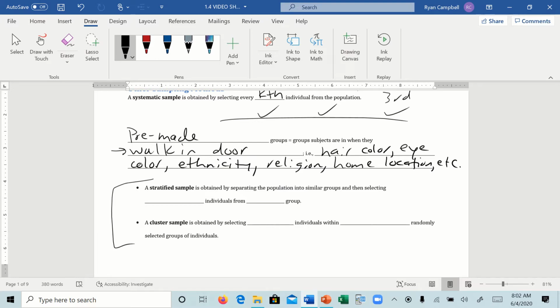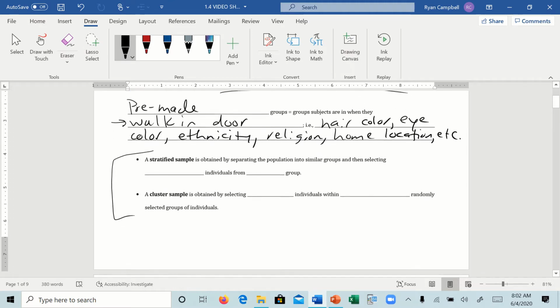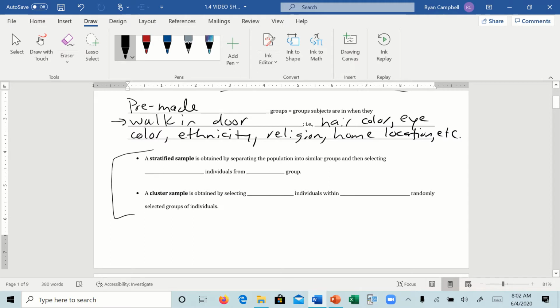And so basically the stratified and cluster method uses that pre-made group that we already are in to divide people up. So stratified is obtained by separating a population into smaller groups and then selecting some of the individuals from every group. So if you have all these groups, you're going to take a certain number from each of the groups. That's stratified.